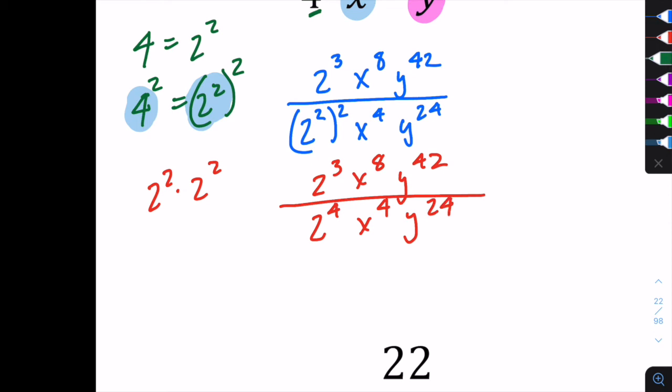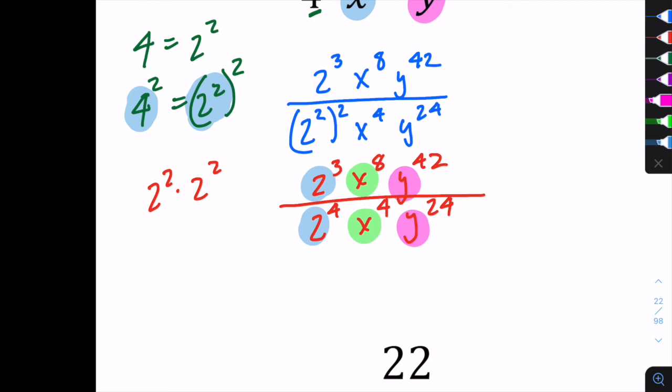Terrific. All right, now we've got lots of things with the same base in the numerator and the denominator. That is triggering quotient rule in our brains. And we're like, yay, quotient rule. We can apply it 3 different times. Hurrah! We can apply it to the base 2's, to the base x's, and to the base y's.